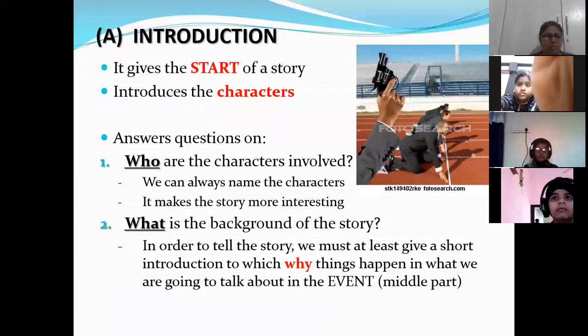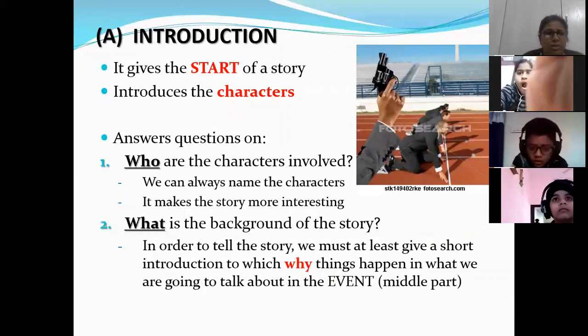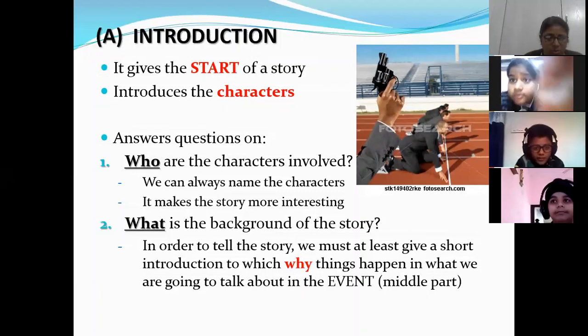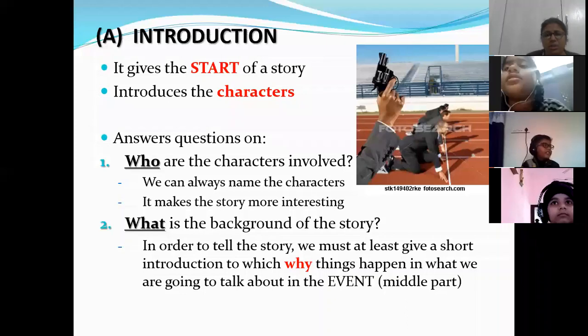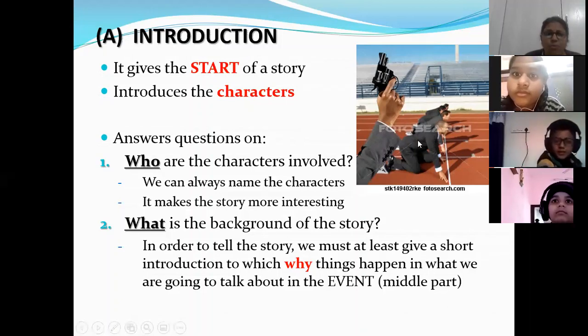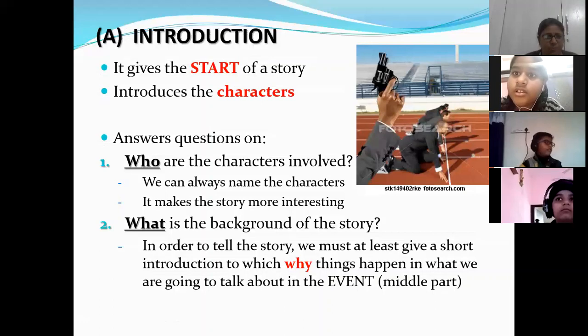Now when you are writing the introduction, why do we write an introduction to a picture story? Because it gives the start of a story. When you are writing the composition, the first thing you should do is introduce the characters. Like the characters you can see here in the picture, you can write that I can see 4 people, they are ready for the race. So here, what are the characters? You can see 4 people, or you can say 4 sports persons. Then you have to answer questions like, who are the characters involved? We can always name the characters. Why should we name the characters?